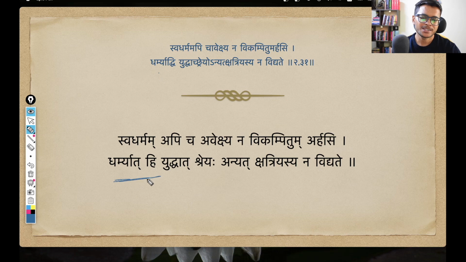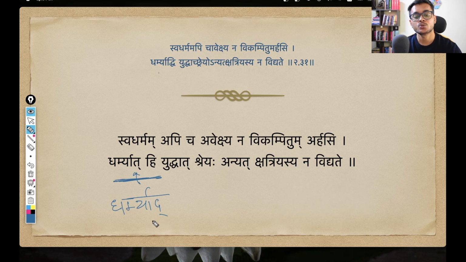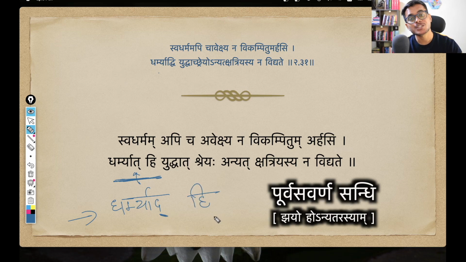Now let us see these two padas, dharmyat and hi. Here also a two-step sandhi is happening. The first step is this Jashtva sandhi, due to which the takara of dharmyat is changing into dakara, because within the Jashtva sandhi, the vargiya consonant changes into the third consonant of its varga. So ta changes into the tritiya, the third consonant of its varga. So ta becomes da. That was the first step. And now in the second step, another sandhi happens. That is Purva Savarna sandhi.